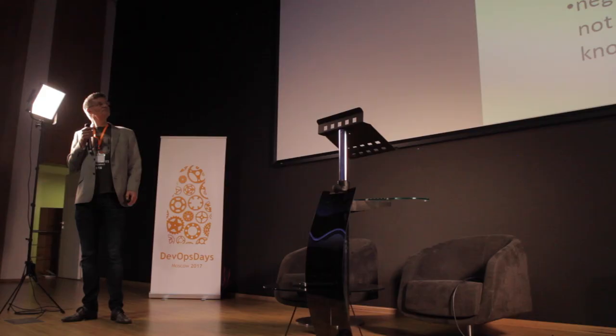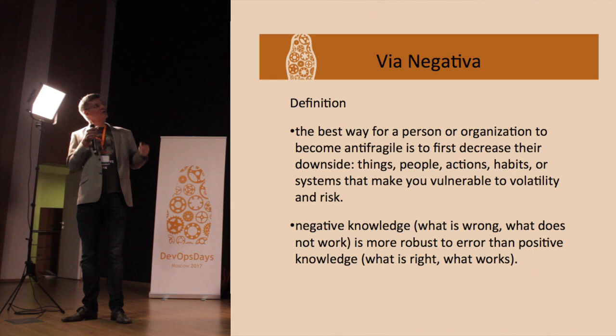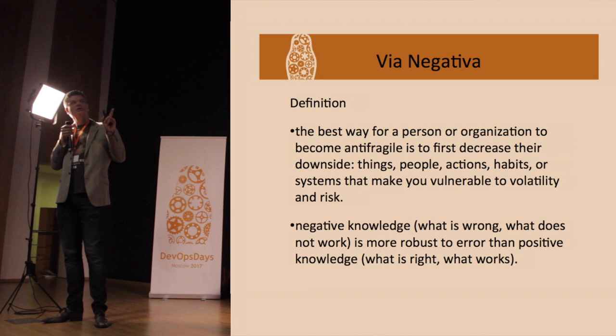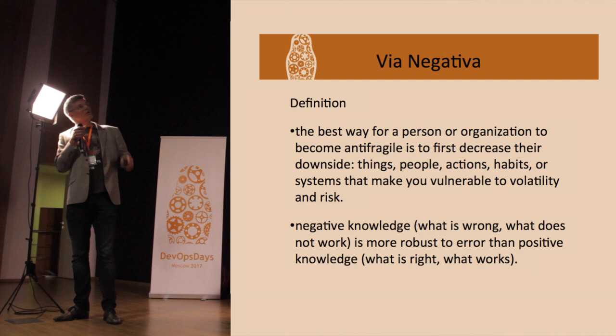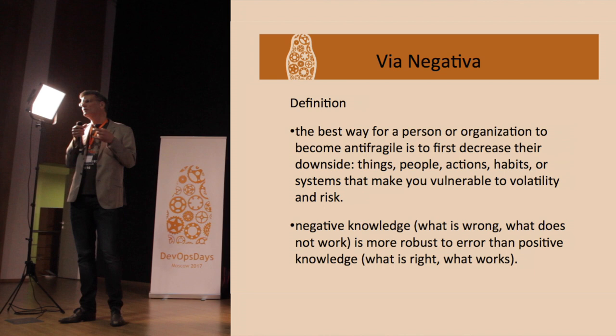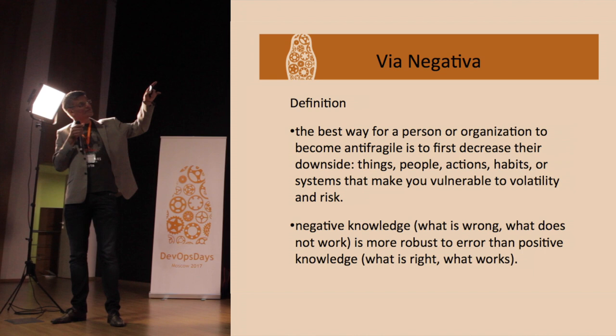And then you could enter what the writer of the book calls the via negativa. And he says, the best way for a person or organization to become anti-fragile is to first decrease their downside. Things, people, actions, habits or systems that make you vulnerable to volatility and risk. And one of those things is actually technical debt. So what you actually want to do is decrease the amount of negative impact that you have. So if you have a little bit of negative impact, you make it smaller. And when you have that outlier, you also make it smaller.